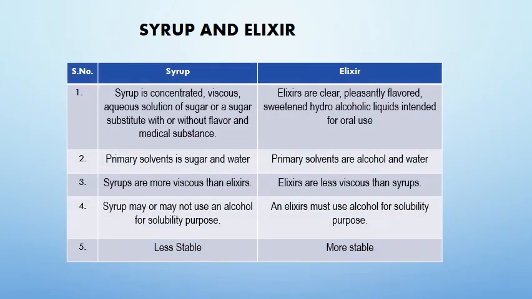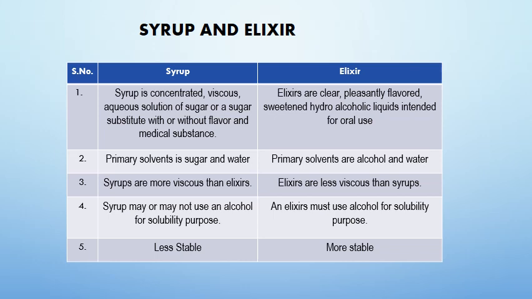First, you will see the difference between syrup and elixir. First, we will define syrup and elixir. Syrups are concentrated, viscous, aqueous solutions of sugar or a sugar substitute with or without flavor and medicinal substances. On the other hand, elixirs are clear, pleasant, flavored, sweetened hydroalcoholic liquids intended for oral use.